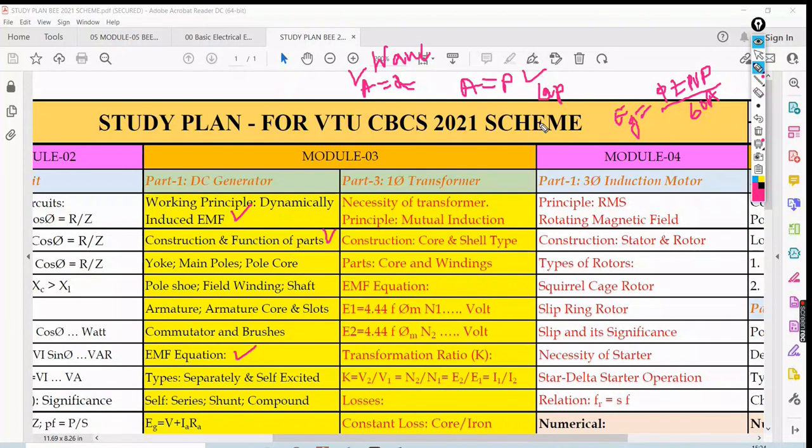Okay, that you remember. This is the EMF equation of the DC generator. This derivation you can practice, which can be asked for 4 marks. Externally they might be asking for 5 marks.